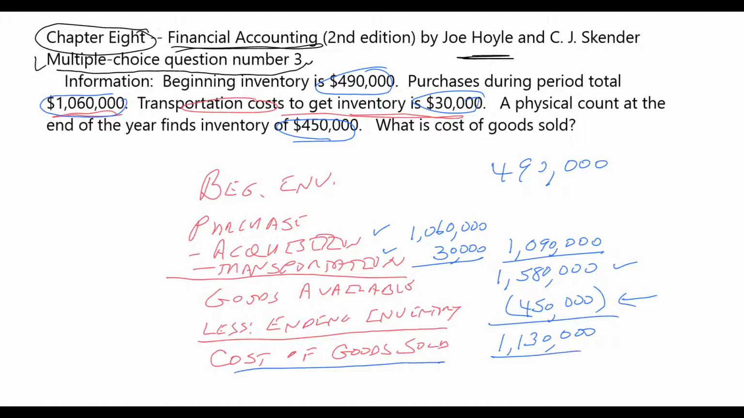That's how, when you're using a periodic system, companies determine their cost of goods sold. So therefore, if you look at the multiple choice questions, the answer to this question is D.